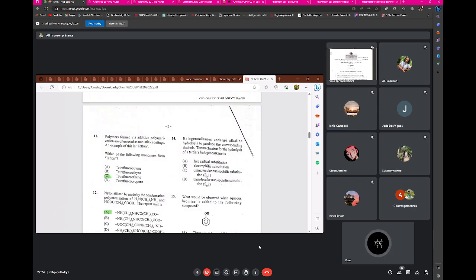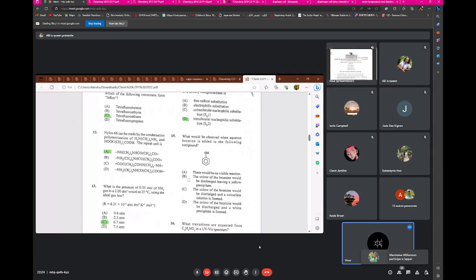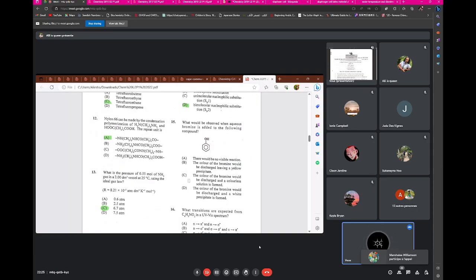Alright, so let's look at this. Halogenoalkanes undergo alkaline hydrolysis to produce the corresponding alcohols. The mechanism of the hydrolysis of a tertiary halogenoalkane is... SN1 or SN2? Would be D, right? SN2. Alright, what would be observed when aqueous bromine is added?